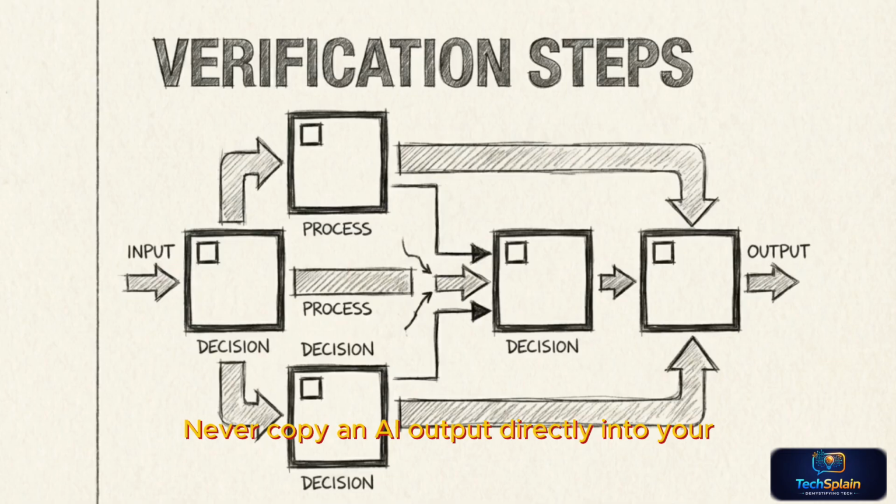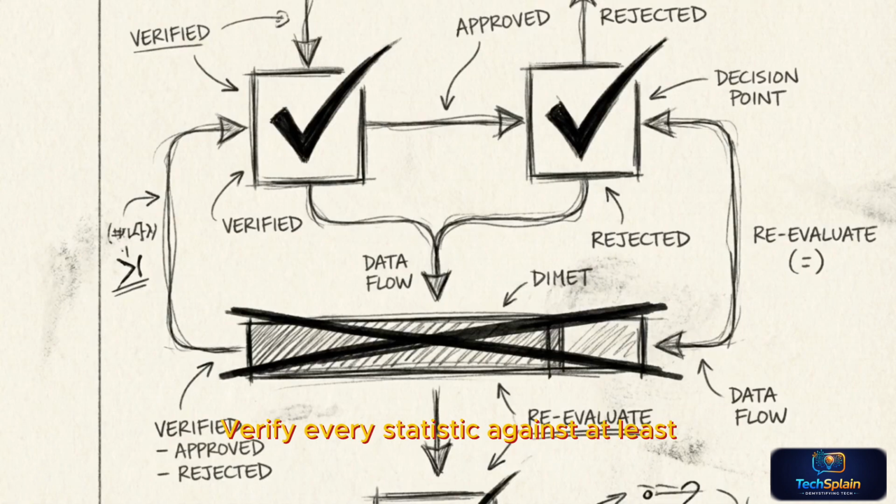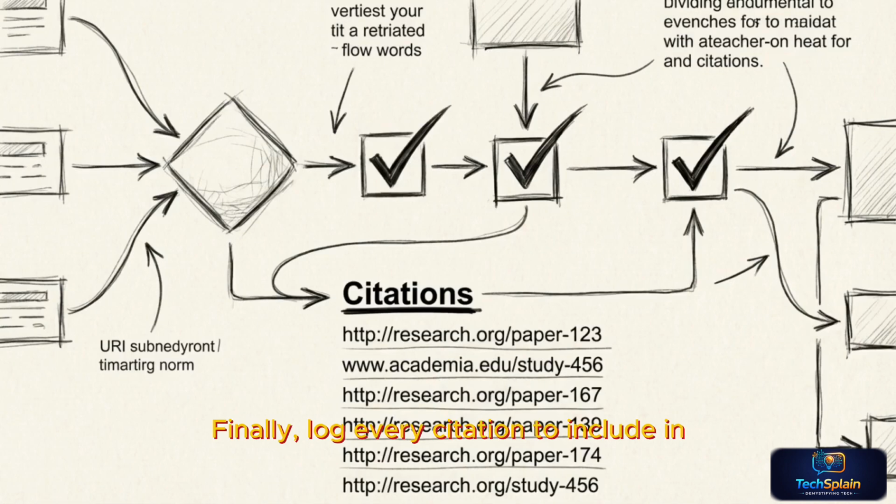Never copy an AI output directly into your script. You must run it through this credibility checklist first. Verify every statistic against at least 2 reliable sources. Delete absolute words like always or guaranteed. Finally, log every citation to include in your video description.